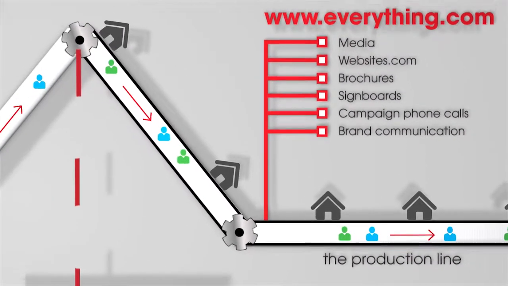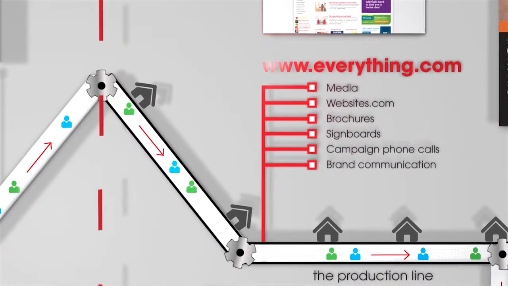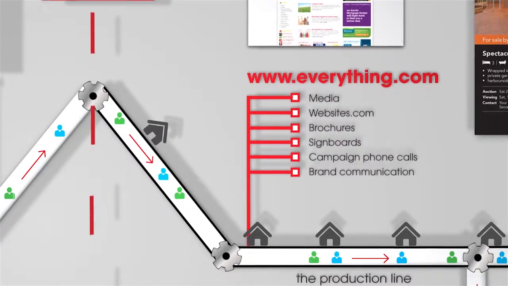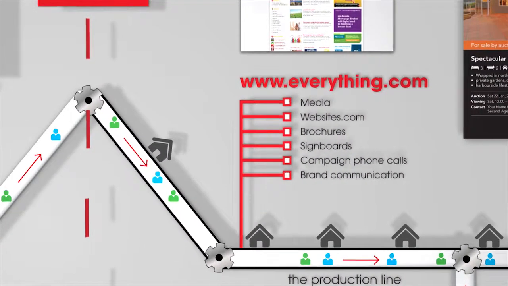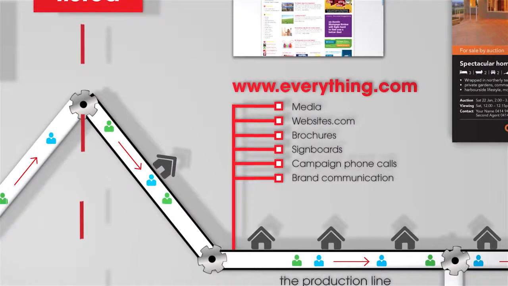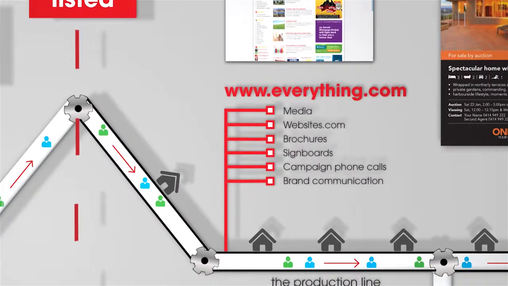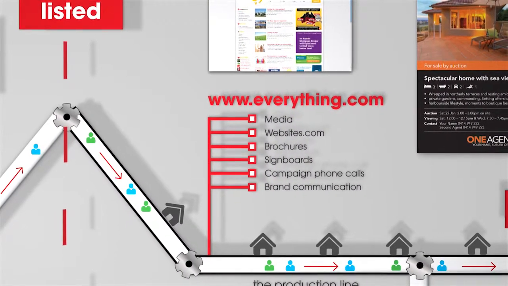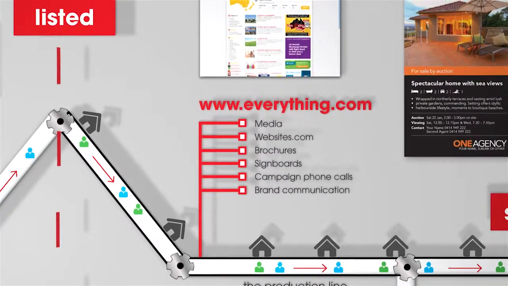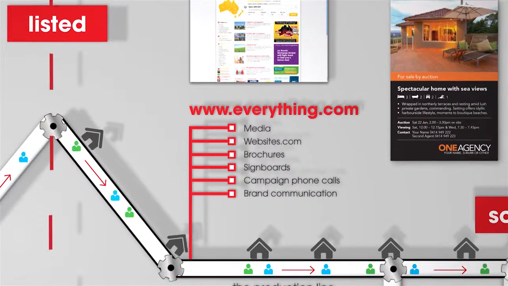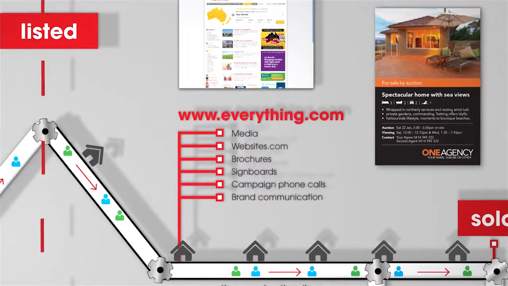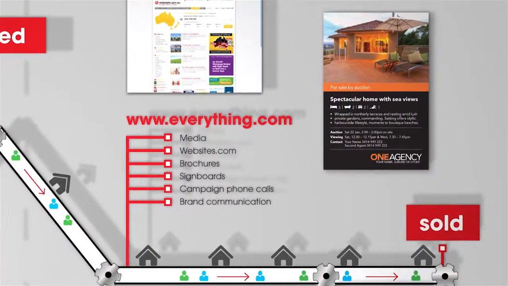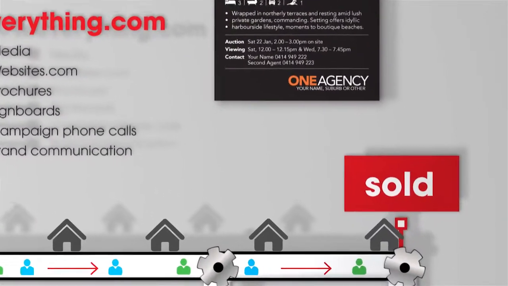The production line is the space that we call www.everything. This is where the media starts, the signboards, the internet. Media is in this space, and this is our opportunity to communicate as a brand, as a real estate business, be it in our email alerts, email marketing, just sold, just listed, signboards, open for inspections, and most importantly, our connected campaign phone calls. And with all this effort, we will end up at sold.